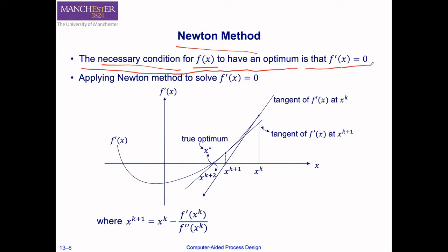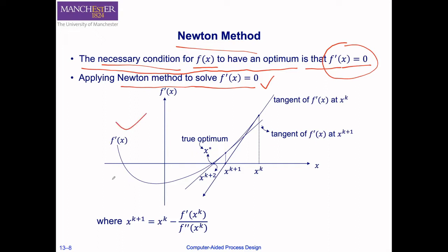We use f prime to denote the first derivative. If we want to find an optimal of the function f(x), we need to solve this equation and find the roots. We can use Newton's method to solve this equation and obtain the roots. How does Newton's method work? Let's look at this graph.